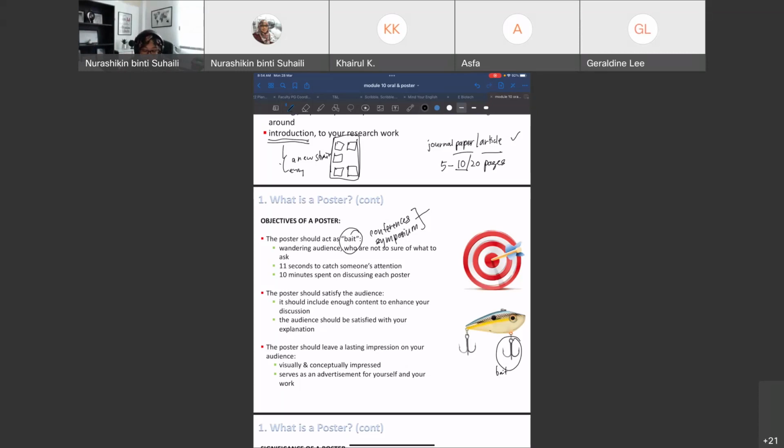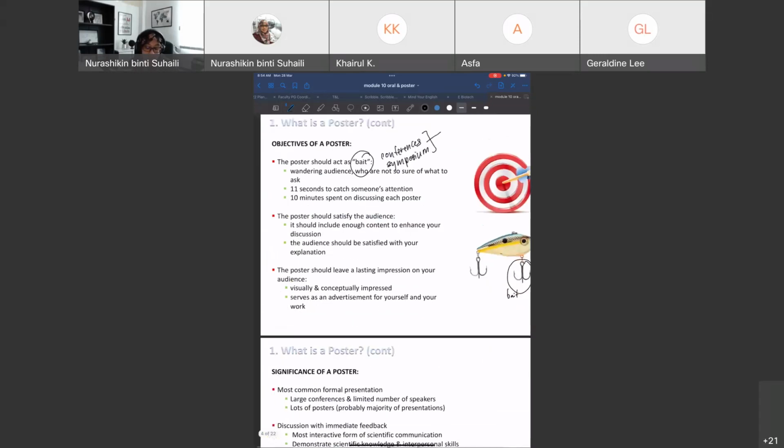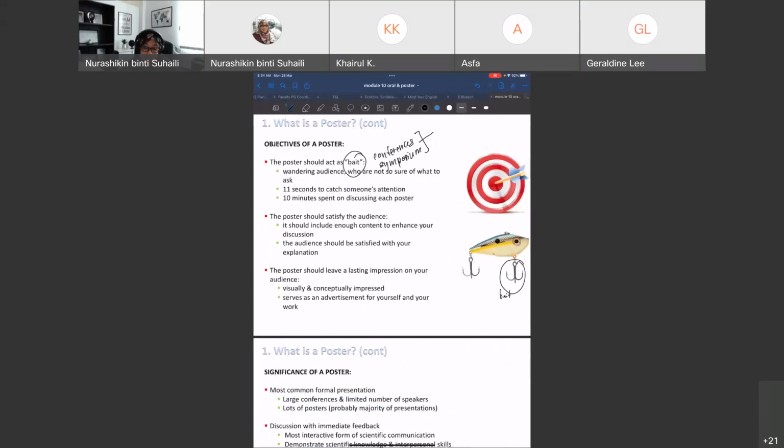11 seconds to catch someone's attention, 10 minutes spent on discussing each poster. So it should act as a bait that can create an interest. Whenever people see your poster, a good poster will attract the audience. So that will create a conversation, maybe a more in-depth discussion after that.